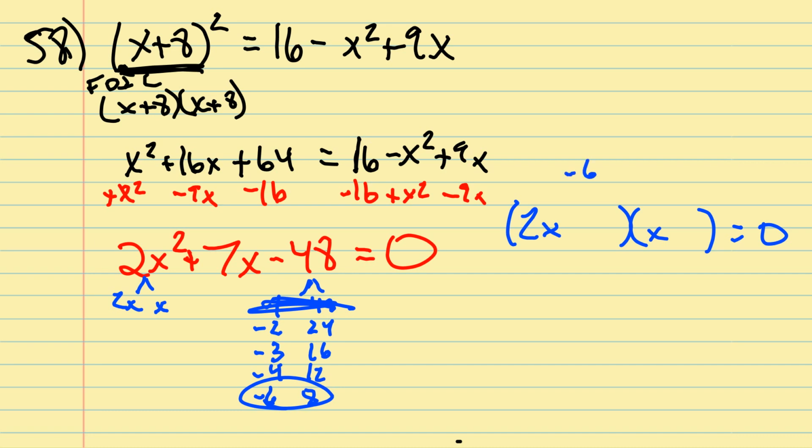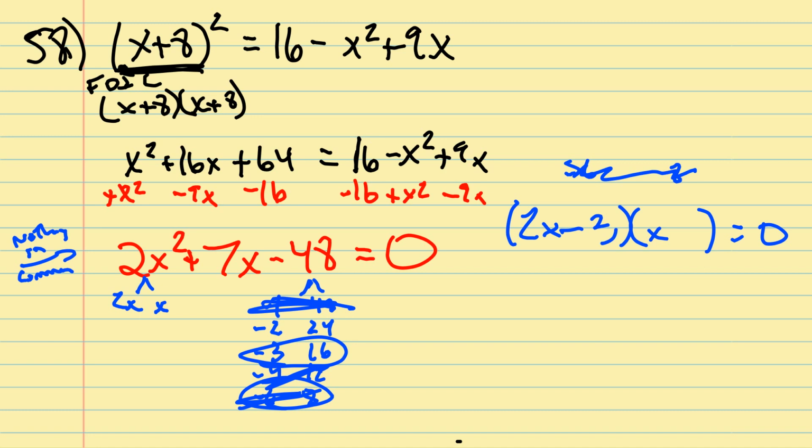I actually know minus 6 and 8 won't work, because if I plugged in negative 6, it would have something in common, and I had nothing in common there. That's a little trick, but the more experience you get factoring, you would know you don't have to check minus 6 and 8. Same thing with minus 4 and 12. So it can actually only be minus 3 and 16. So if minus 3 and 16 doesn't work, this is actually unfactorable.